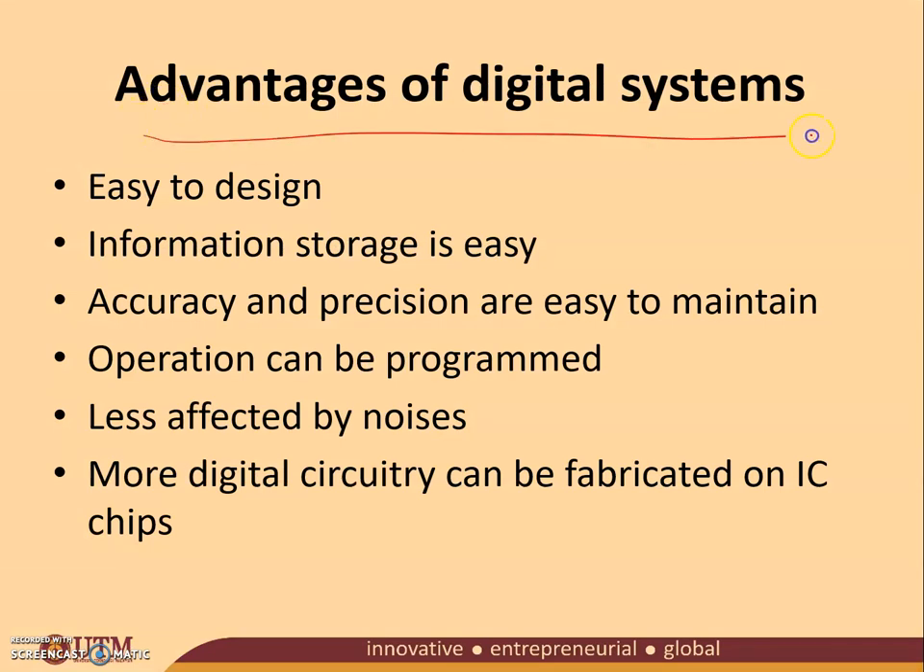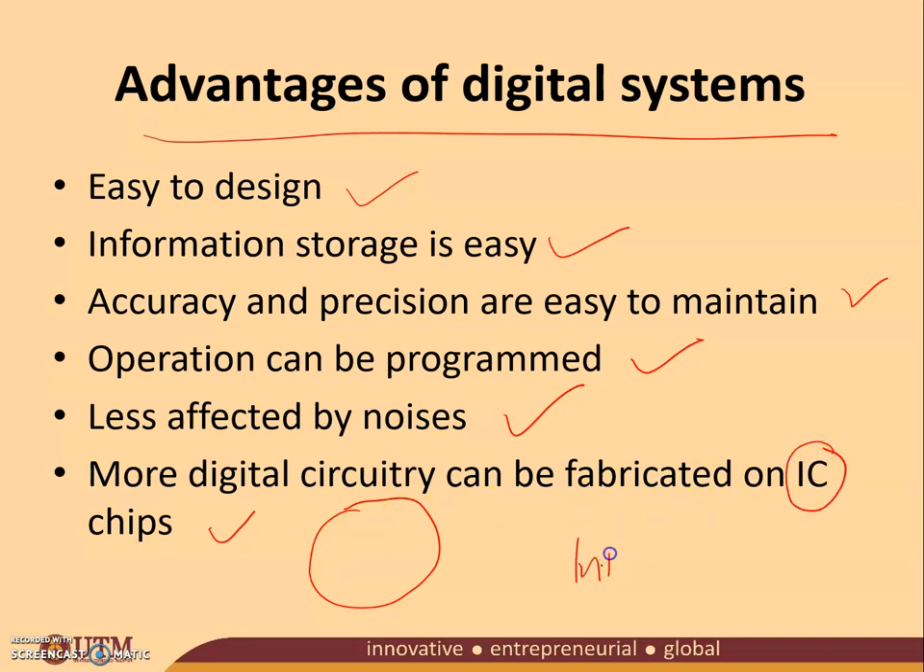Okay, advantages of the digital system. It is easy to design. Information storage is easy. Accuracy and precision are easy to maintain. Operation can be programmed, less affected by noise, and more digital circuitry can be fabricated on IC chips. For example, the gates. We can fabricate a lot of gates inside the IC chip. IC is integrated circuit. In a small area, for example, in this wafer, you can have lots of chips inside.